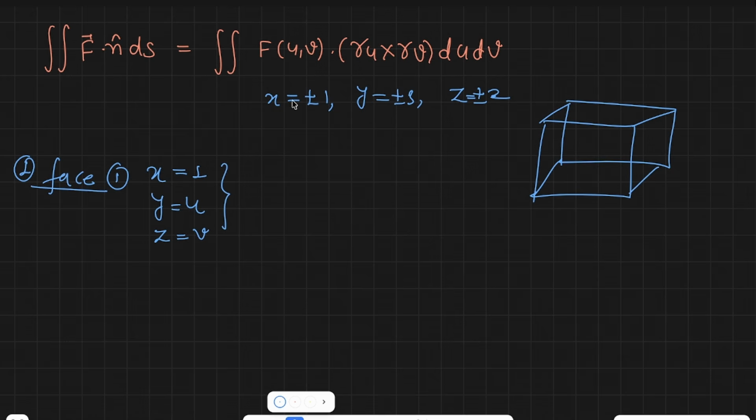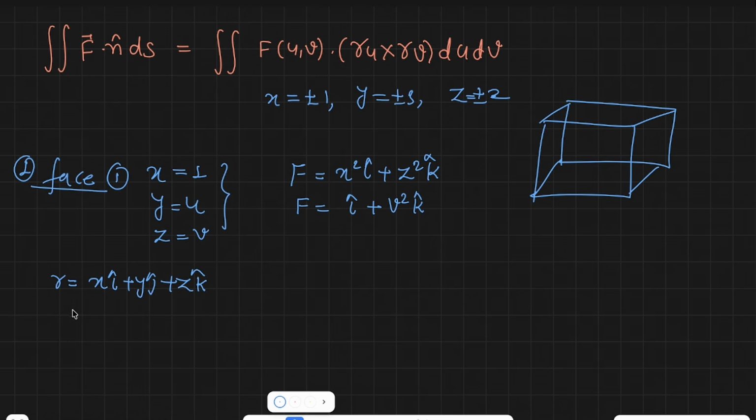First of all, your f is basically x square i cap plus z square k cap. You convert this into u, v. Because x is fixed, f equals 1 i cap plus v square k cap. Then I will find the position vector, which is x i cap plus y j cap plus z k cap. As I fix the values, x equals 1, y equals u, and z equals v.